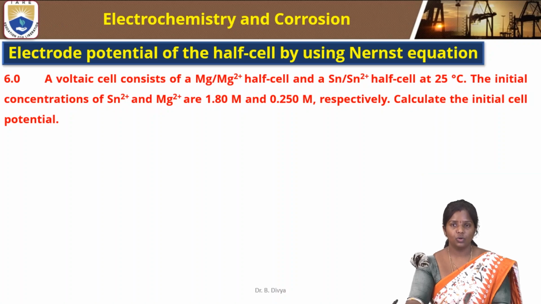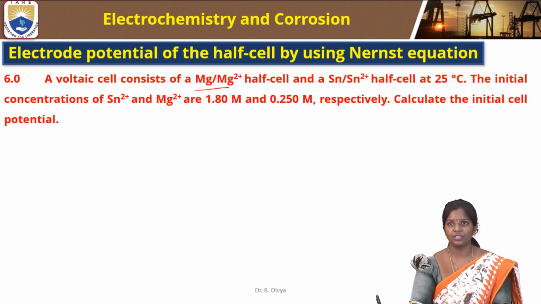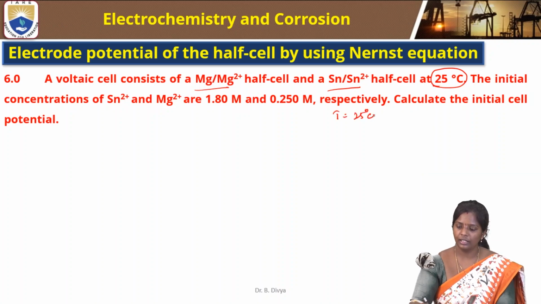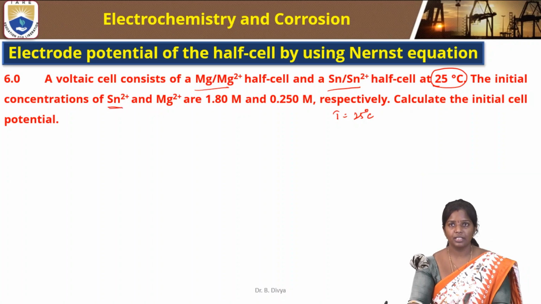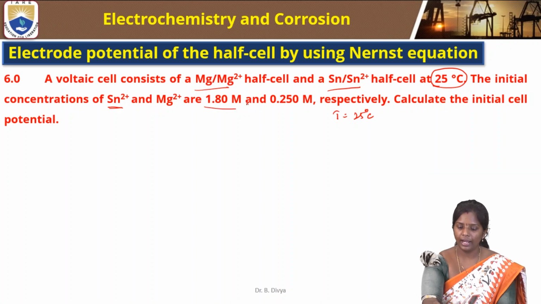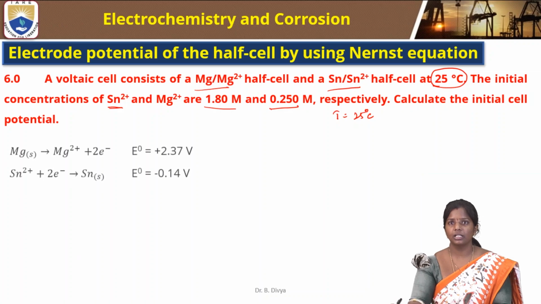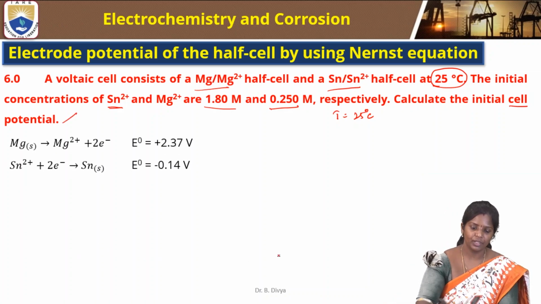Here they have given two half cells: magnesium to magnesium 2 plus half cell, and tin to tin 2 plus half cell at 25 degrees centigrade. So temperature is 25 degrees centigrade. The initial concentrations of Sn2 plus ions and magnesium 2 plus ions are 1.80 and 0.250 molar. So this they have already given, so we have to calculate the cell potential.